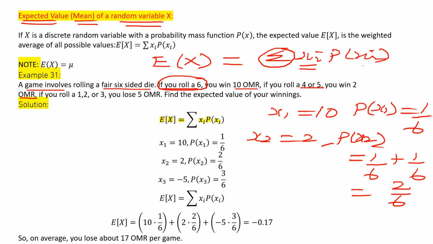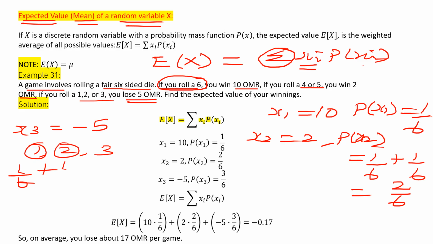Last one, if you roll the number 1 or the number 2 or the number 3, you lose 5 OMR. So that means x3 = −5. Why am I writing minus 5? Because you lose 5 OMR. So I will lose 5 OMR if I get 1 or 2 or 3. What is the probability of getting 1? 1/6. Plus what is the probability of getting 2? 1/6. What is the probability of getting 3? 1/6. So in this case P of x3 is equal to 3/6.